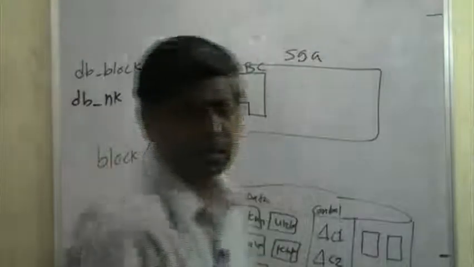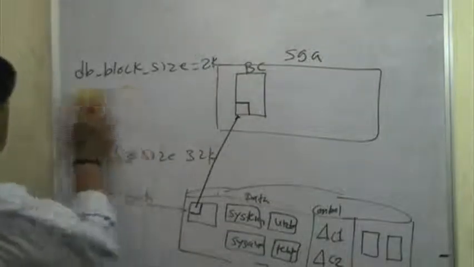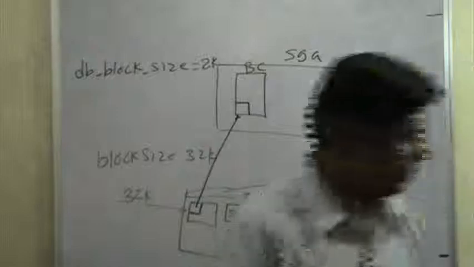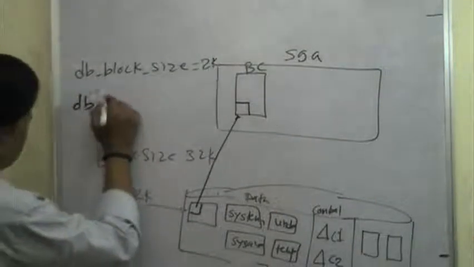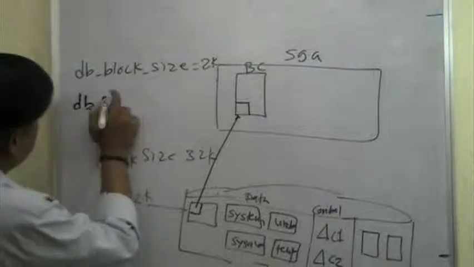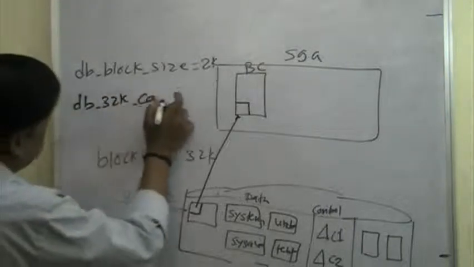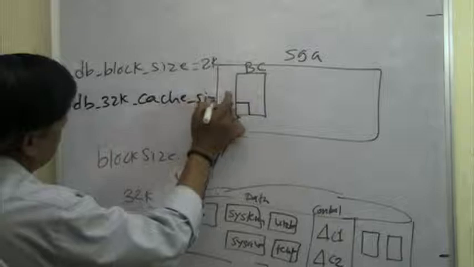In this case, is it the nk or, I need to check that actually. I keep forgetting the name of the parameter. db, okay, now db, and in our case it would be 32K nk cache size.